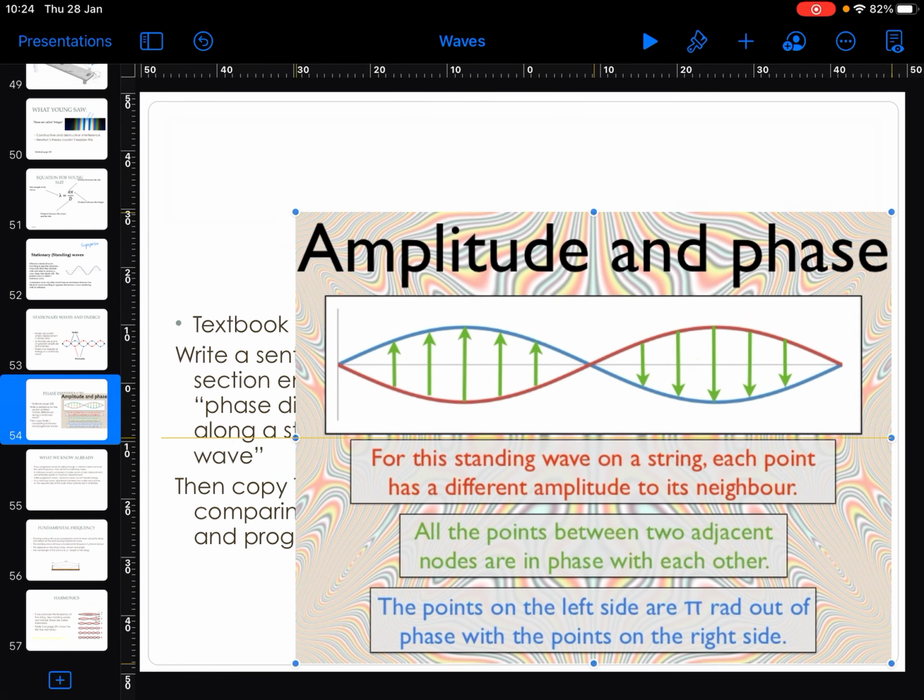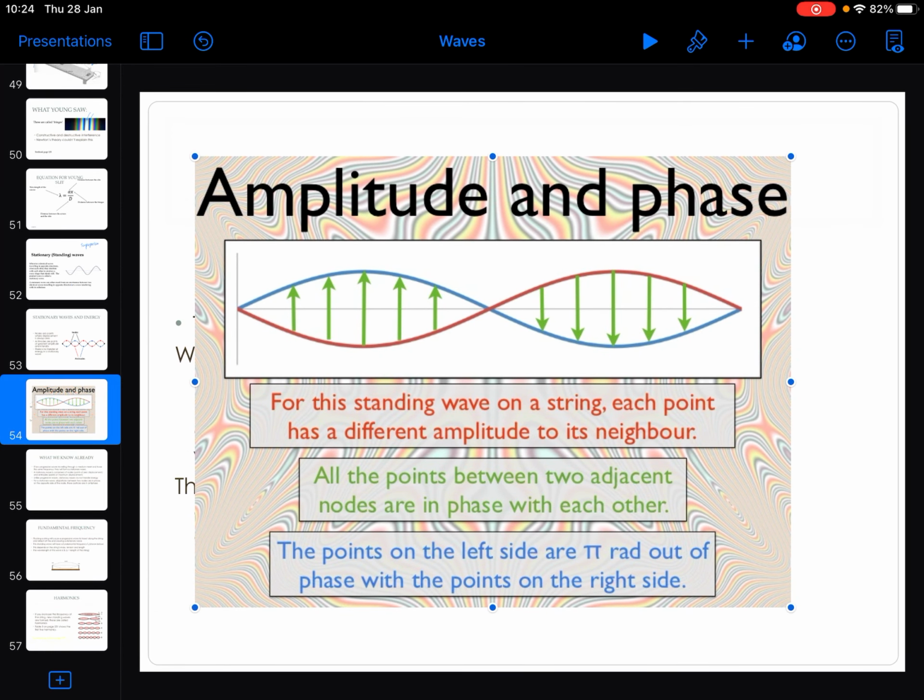For this standing wave on a string, each point has a different amplitude to its neighbour. All the points between two adjacent nodes are in phase with each other because they all move up. The points on the left are pi rad out of phase with the points on the right side. So hopefully you can see that from that diagram. On the left, they're all moving up. On the right, they're all moving down.